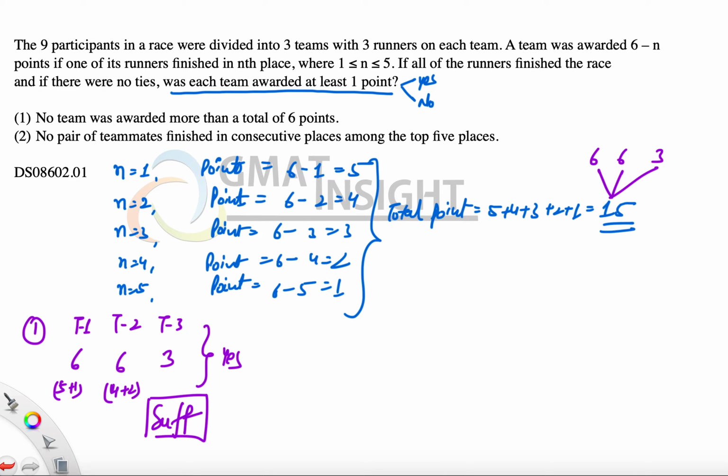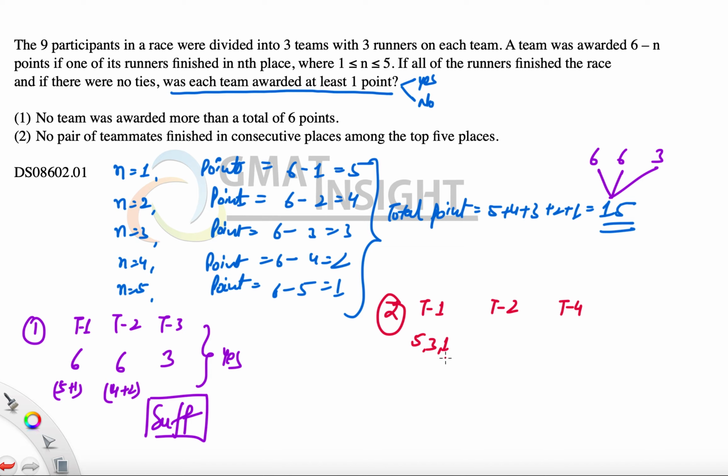Now let's look at the second statement, which says no pair of teammates finished in consecutive places among the top 5 places. That means the person who comes first does not have a teammate who comes in position number 2. So let's quickly make several cases and see what the possibilities are. Maybe one team gets 5 points and 3 points, which are not consecutive, and 5 points, 3 points and 1 point, none of them consecutive.